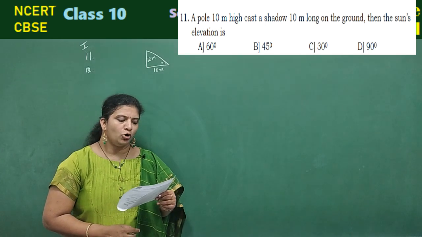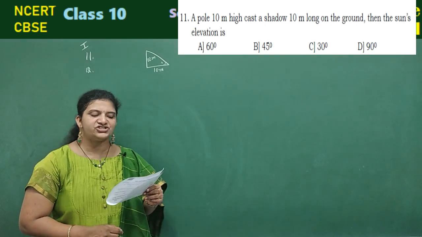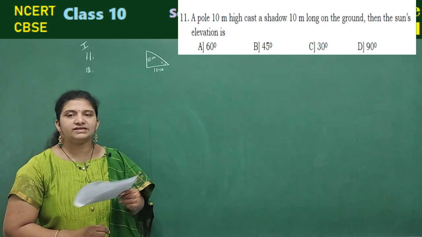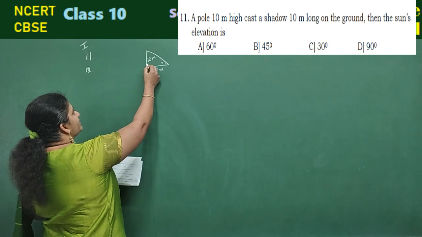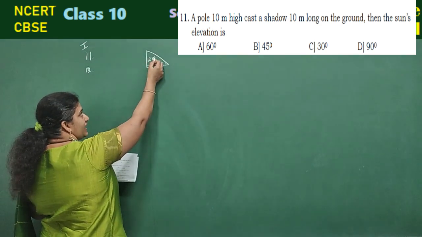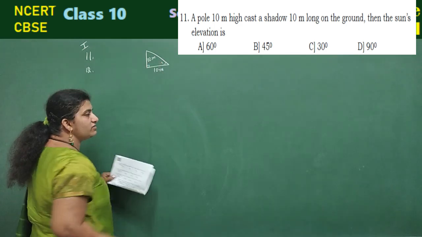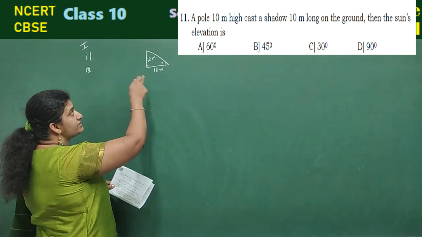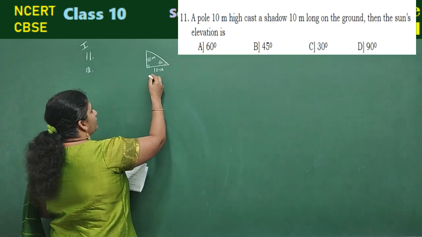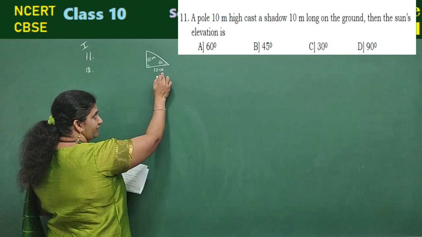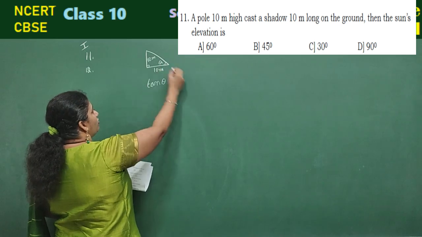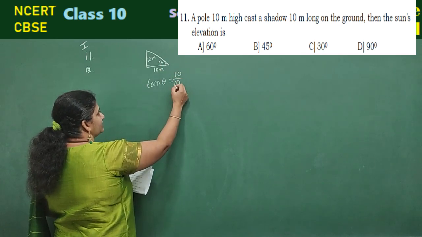11th question. A pole 10 meter high casts a shadow 10 meter long on the ground. Then the sun's elevation is... You can see a right angle triangle here. The pole's height is 10 meter and its shadow is also 10 meter. Then what is the sun's angle? Let us assume this angle as theta. Opposite, adjacent, which trigonometry ratio? Tan. Tan theta is equal to opposite by adjacent.